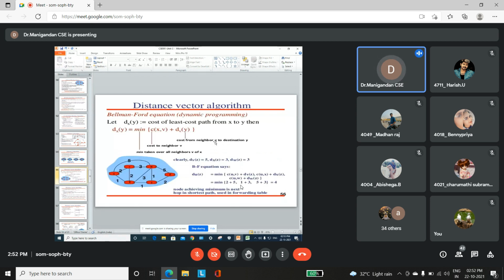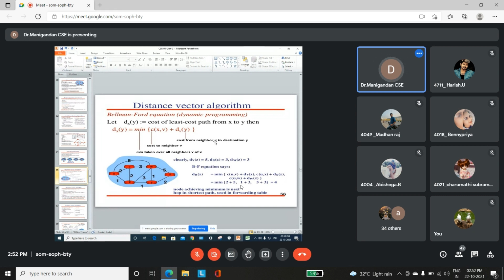Okay, next algorithm is the distance vector algorithm. Distance vector is implemented with the help of the Bellman-Ford equation. It is dynamic programming, in the sense that we let d_x(y) equal the cost of the least-cost path from x to y.